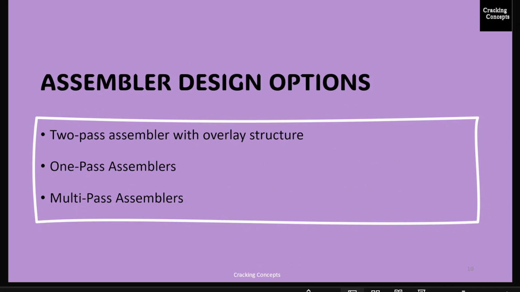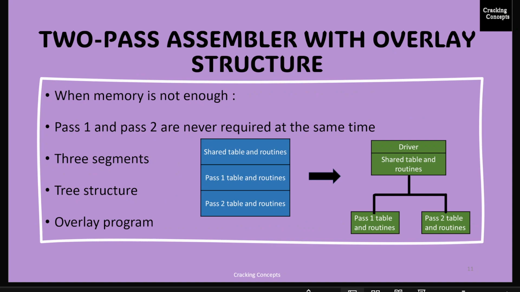Next, we'll look into the different assembler design options. The first one being a 2-pass assembler with overlay structure. Then we have 1-pass assemblers and finally multi-pass assemblers. We'll begin with the 2-pass assembler with overlay structure.